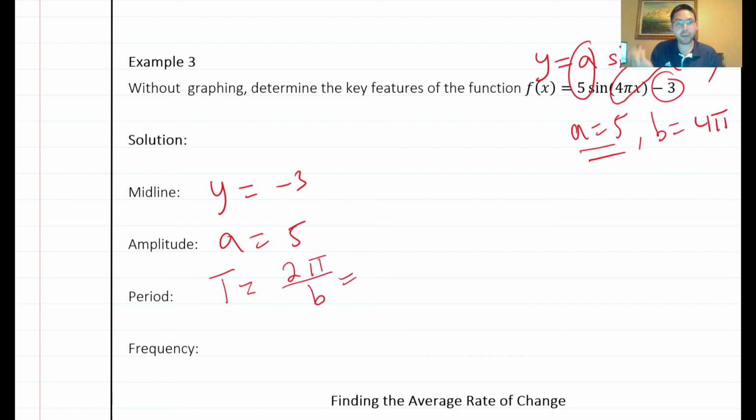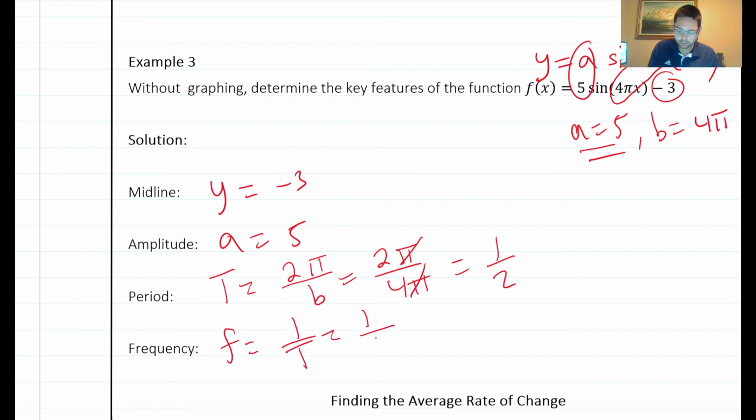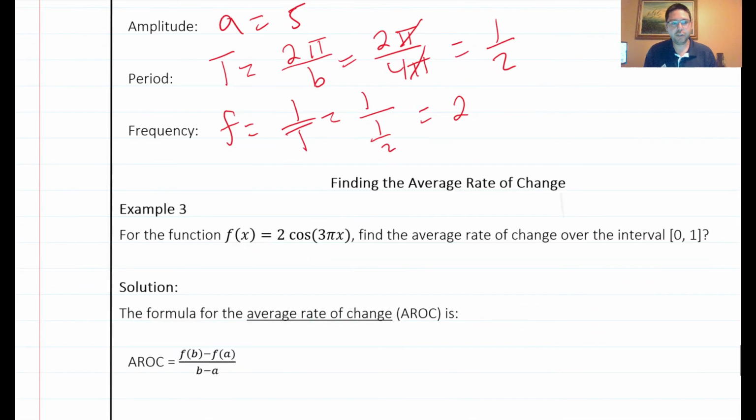My B is 4 pi. Just plug that in. 2 pi over 4 pi, which is going to be, pi's cancel. It's going to be 1/2. And that's my period. Nothing more, nothing less. And then the frequency, we have to flip 1 over T. So it's going to be flipping 1/2. If you flip 1/2, it's going to be 2. And there's my frequency. And that's telling you that you have 2 cycles for a period of 2 pi. All right, and that's how you do key features for just a function, no graph.